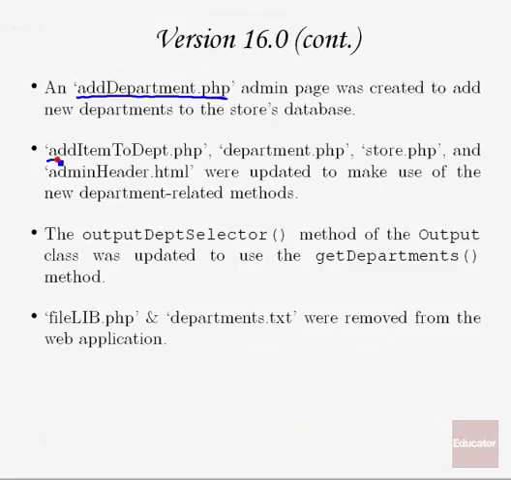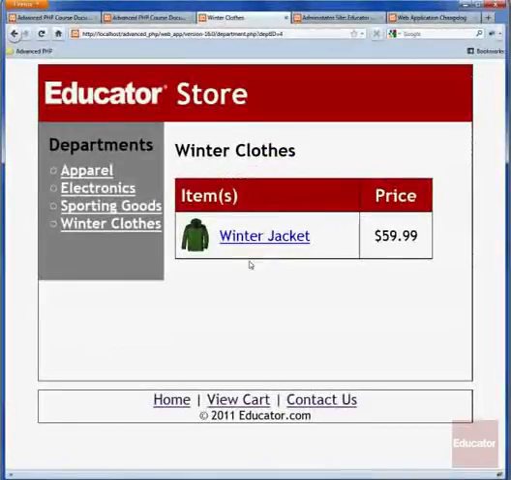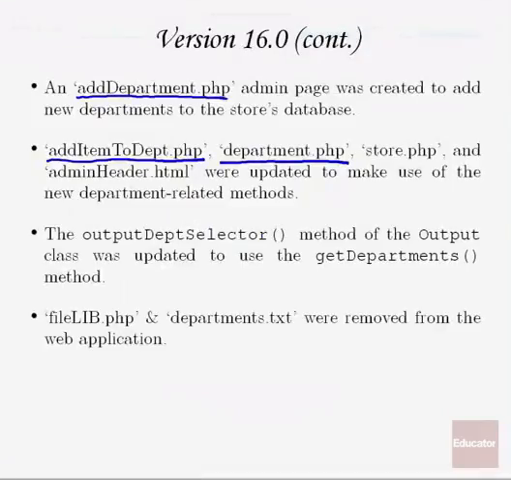So we saw add item to department, which is the script that has those drop-down boxes, allows us to add the item to the store and calls that new add item to department function. Department.php is going to make use of the get department function. When we click on our winter clothes department, that's what's going to allow us to pull up a department and then be able to output a row for each item in the department.